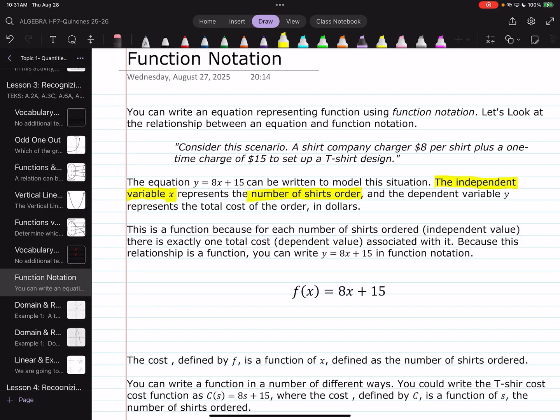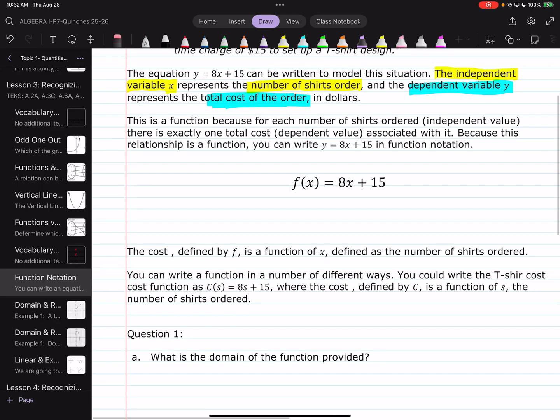So that's why the shirts are the independent, and my dependent variable y represents the total cost of the order in dollars. So this, everybody, is my dependent variable. And this here is my independent.